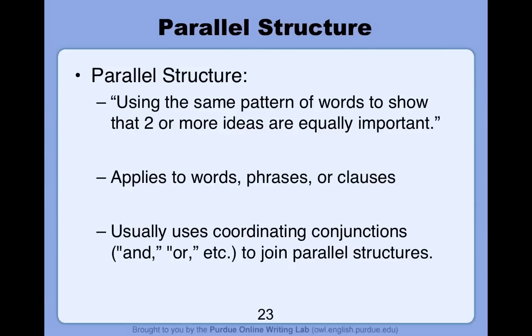Now we're moving on to parallel structure. Parallel structure, it's basically using the same pattern of words to show that two or more ideas are equally important. The key idea there is it's the same pattern of words. Parallel structure applies to words, phrases, or clauses, and parallel structure usually uses coordinating conjunctions and, or, but, etc. to join those parallel structures.